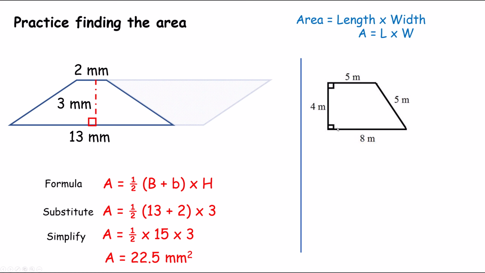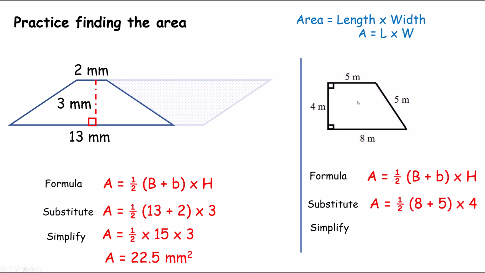Notice that this is what we call a right trapezoid, meaning that this side over here has a right angle. I'm still going to formula, substitute, simplify. I'm still going to take the same formula. I'm still going to plug in my values. Notice my big base is 8, my little base is 5, which means my base on my parallelogram is 13.